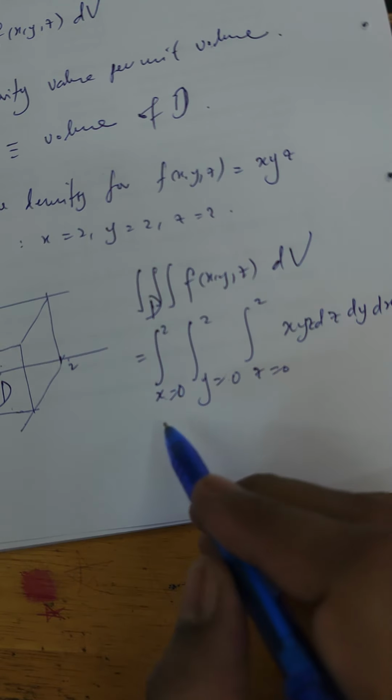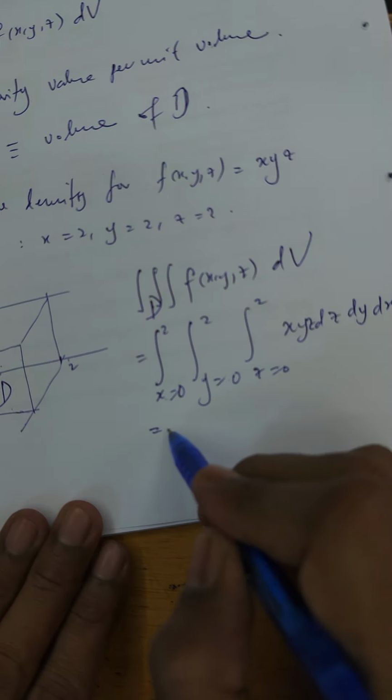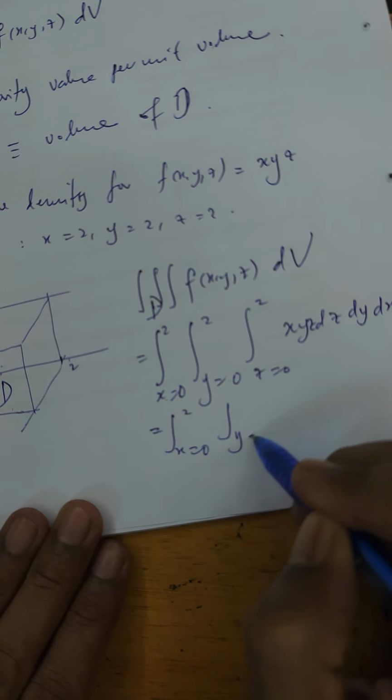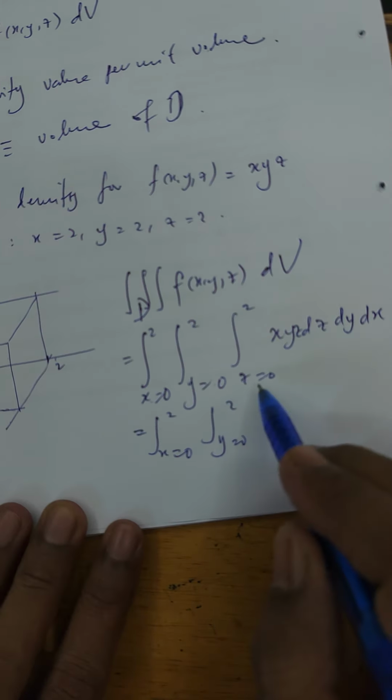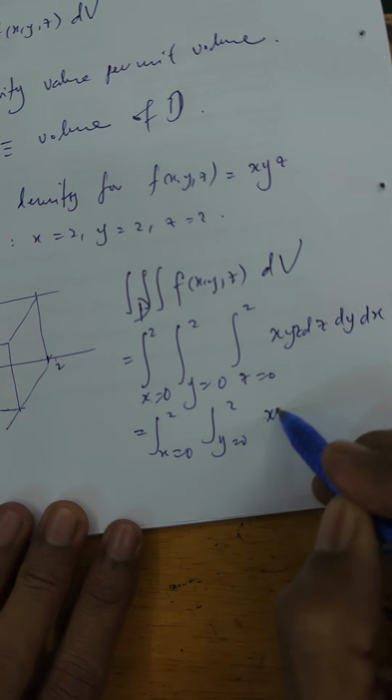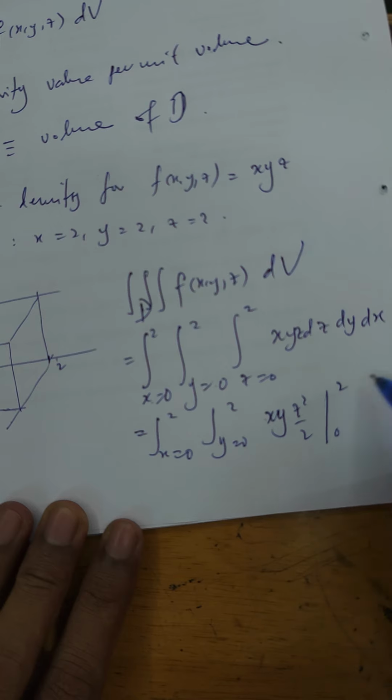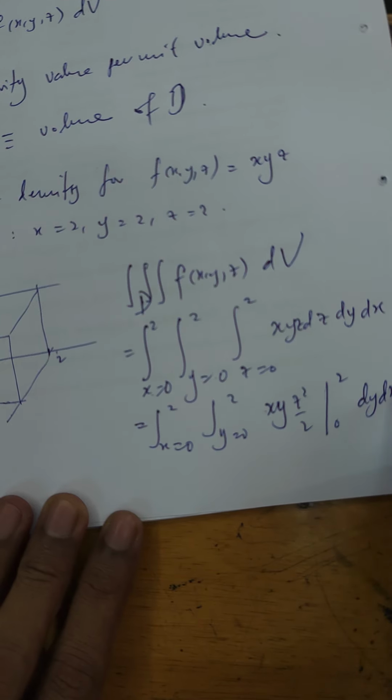If you solve this, we have x from 0 to 2, y from 0 to 2, and then for z we have xyz squared over 2, from 0 to 2, dy dx.